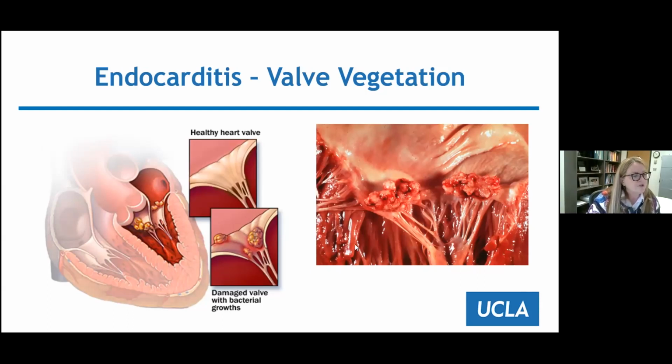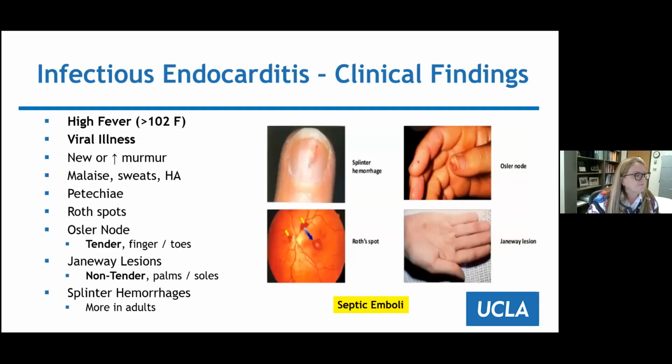And here's actually, I think you can see my pointer here, a gross cross-sectional view of a valve here. These are the chordae coming down from the valve, but look at these grape-like clusters that start destroying the patient's valves. And typically we see more so the aortic and the mitral valve with endocarditis.